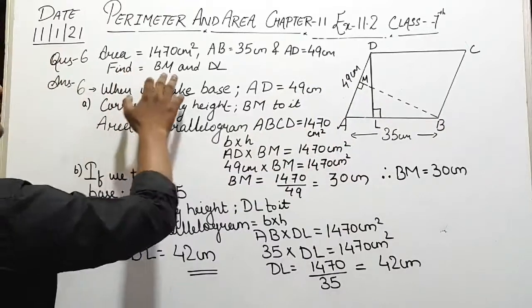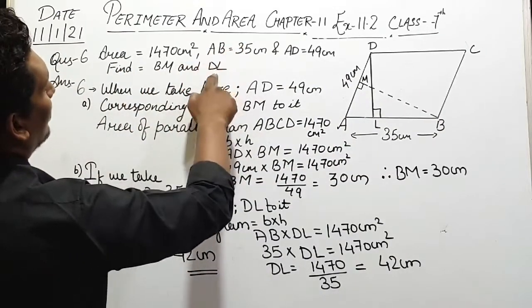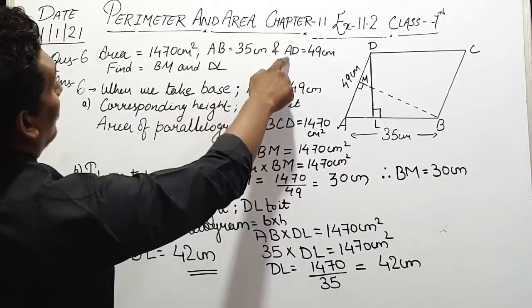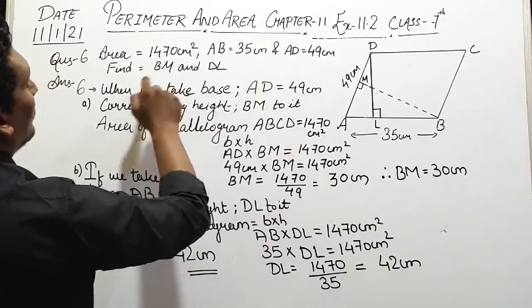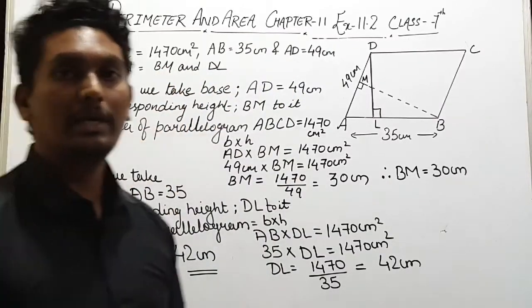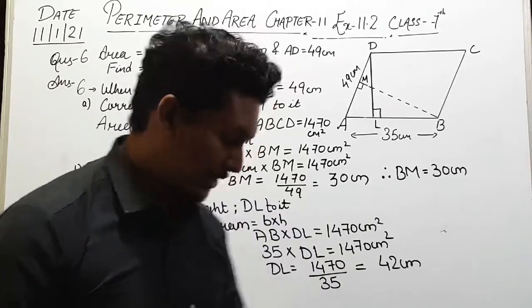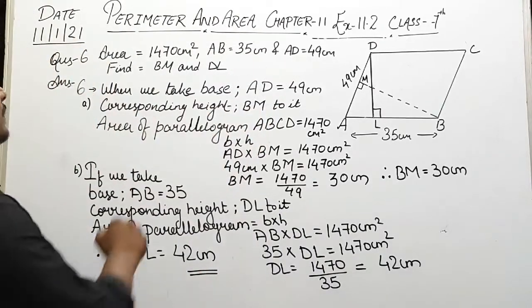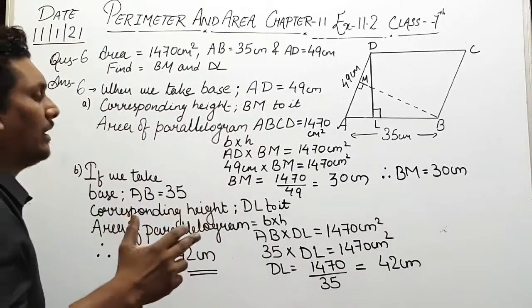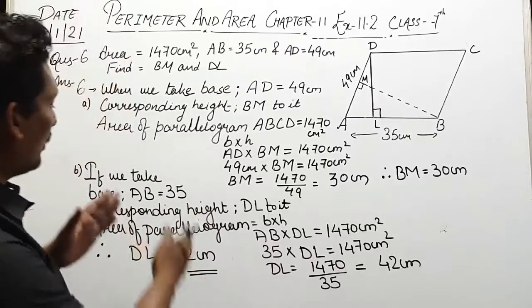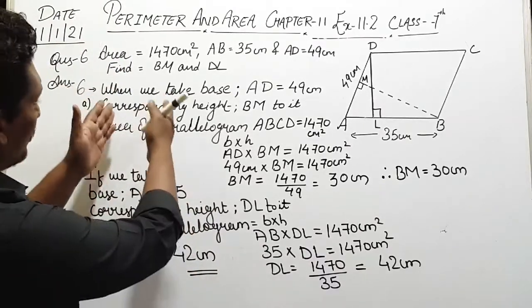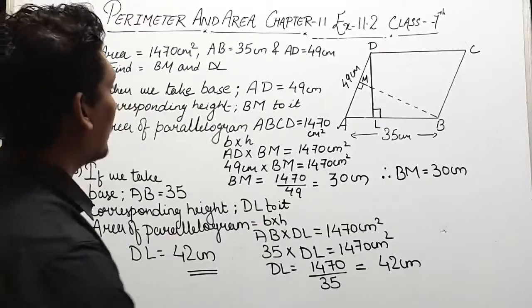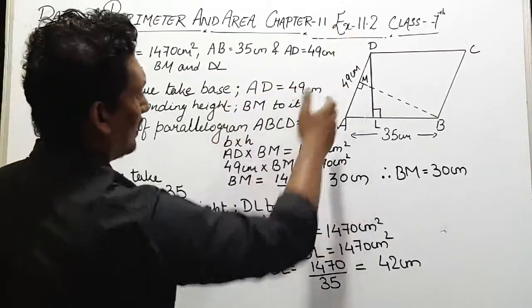So what you have to find out? For AB, DL we have to find out. For AD we have to find out BM. Means in both the case we have to find the height. So in two ways we can do it. Either you can do this portion first or this portion first. It's up to you. I have taken AD as the base in the first part.